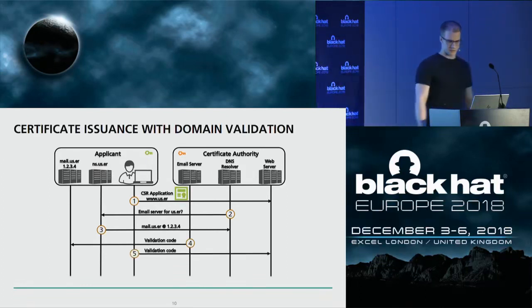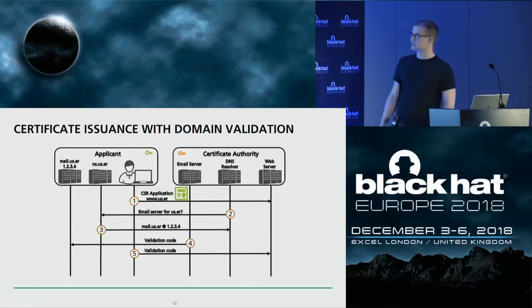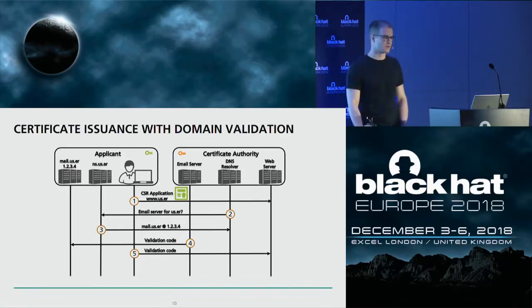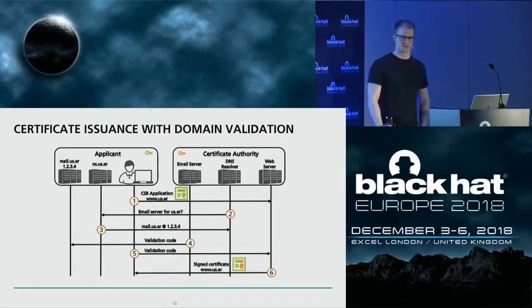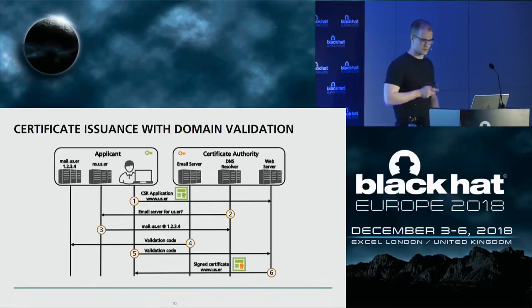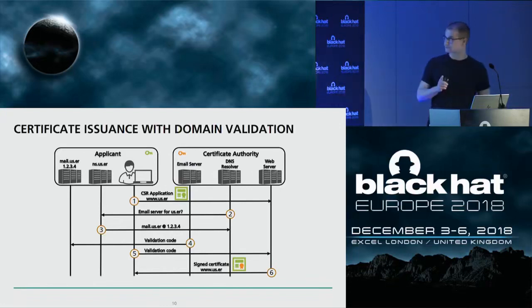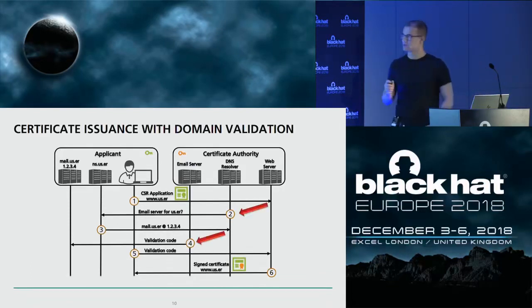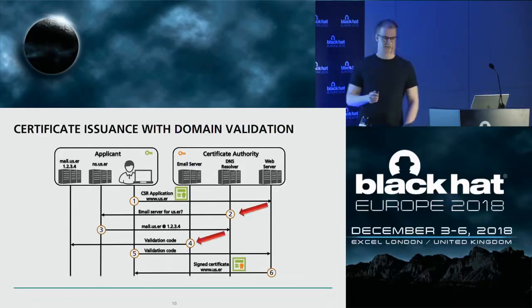Using that validation code, the applicant can now enter it into the web server of the certificate authority, which will then offer the signed certificate for download. What we are going to do now is we're going to poison the DNS resolver's cache so that the validation code is sent to us.